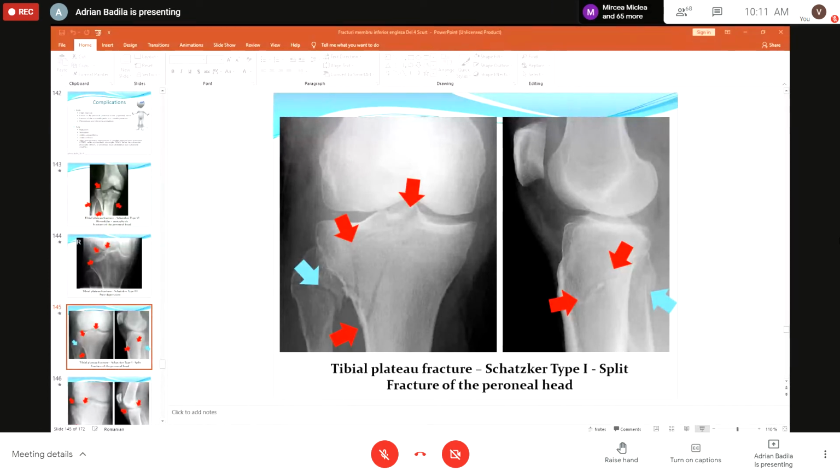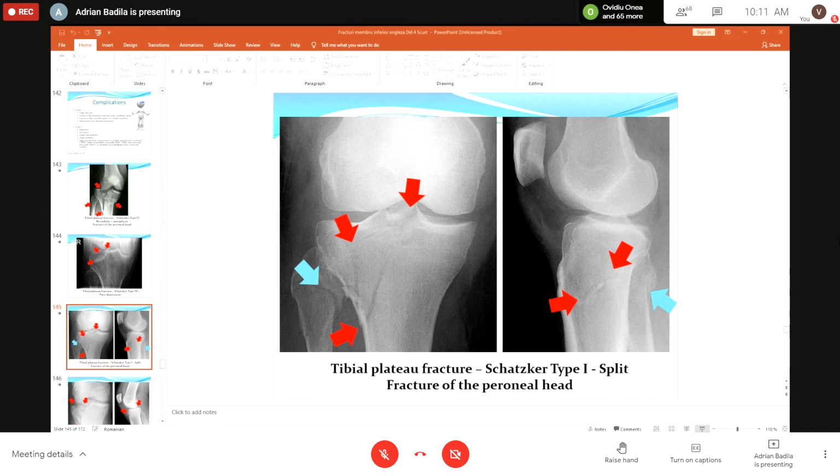You must be careful because in some views, you can see from the starting point a fracture, and you can lose other fractures if you don't carefully examine the whole picture. So we have this split fracture. It's a type 1 fracture without displacement, and it can be treated by orthopedic treatment, so immobilization in a cast.